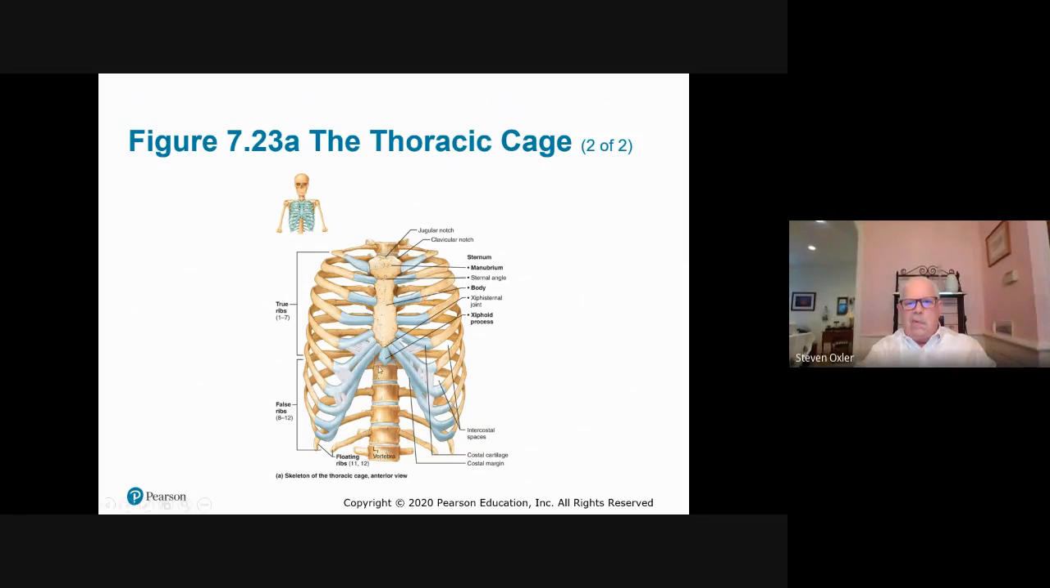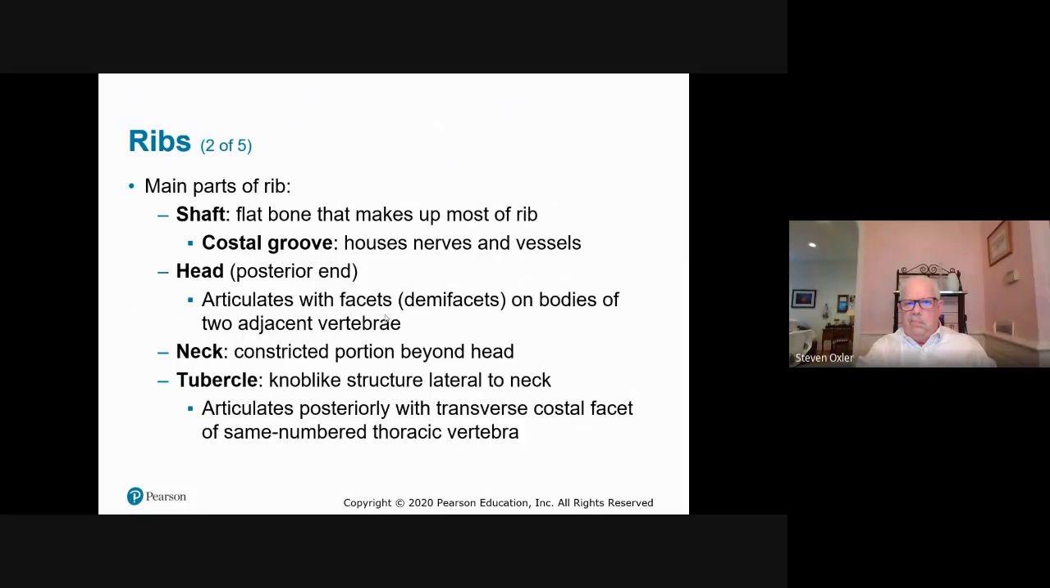Here are the parts of the sternum, the manubrium, the body, and the xiphoid process. This is where you put the heel of your hand to do CPR on the body. All right? Don't have to know anything about the ribs except the three types.